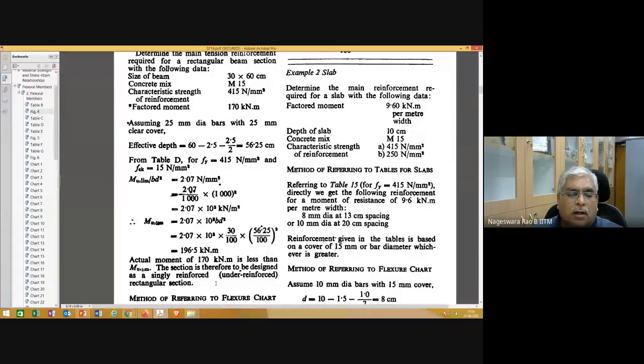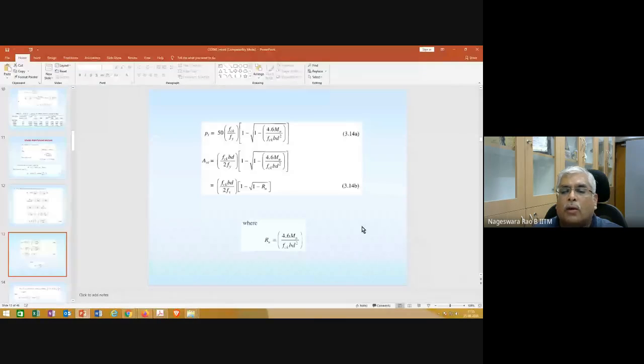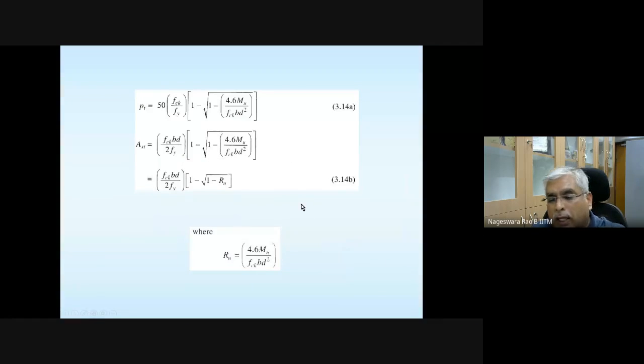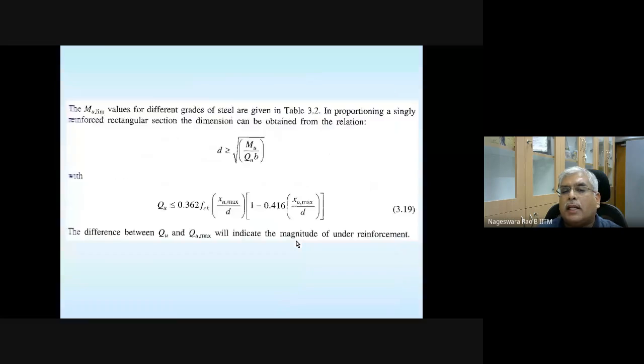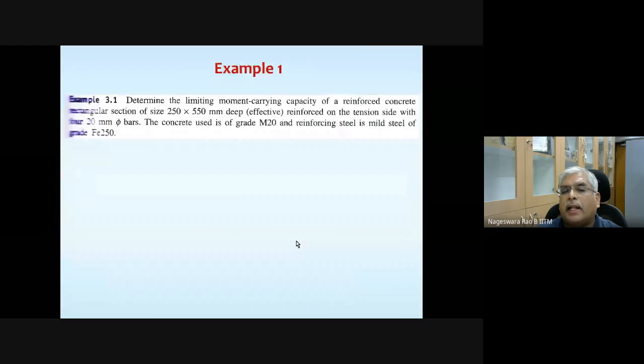Before I close today's class, here the area of steel can be obtained using this relation. We'll go through all this in the next class. And here an example is given. You can try even this example.